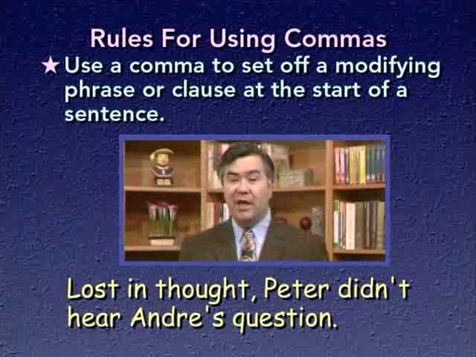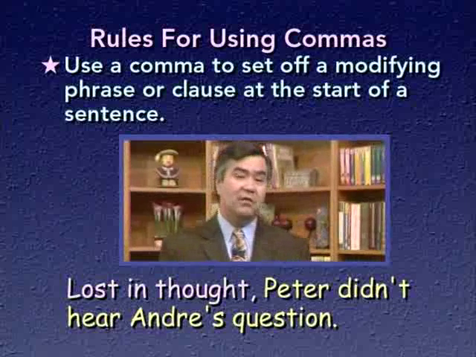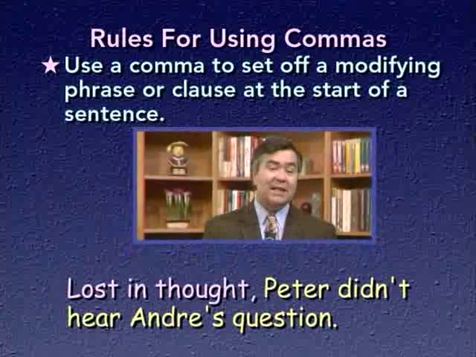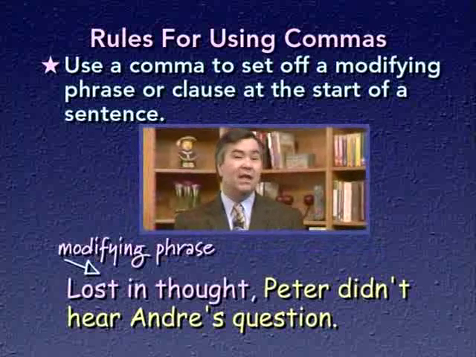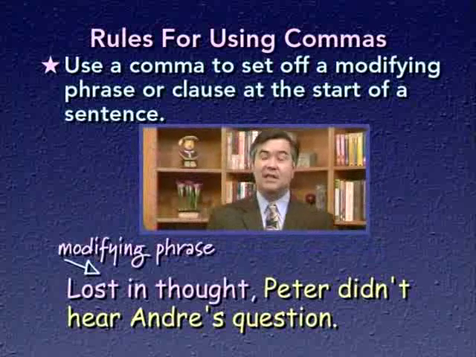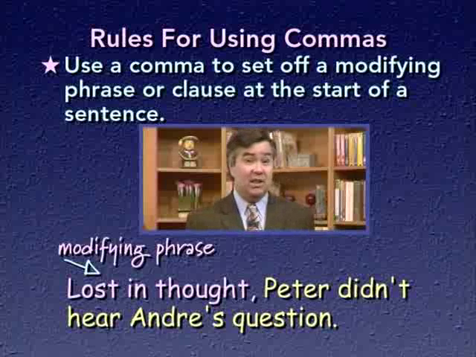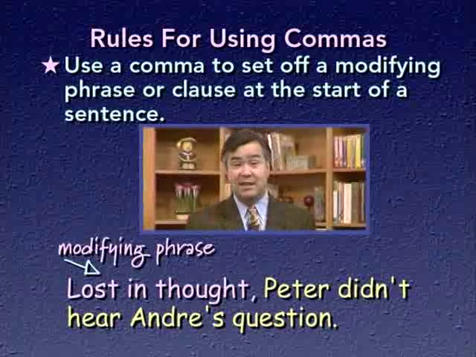Lost in thought, Peter didn't hear Andre's question. Now let's look at the phrase that begins this sentence, lost in thought. What role does this phrase have in the sentence? Well, it acts as a modifier. It gives further information about Peter. It describes or tells something about Peter. Therefore, this is a phrase that's acting almost like an adjective because it's giving more information about a noun that appears elsewhere in the sentence.